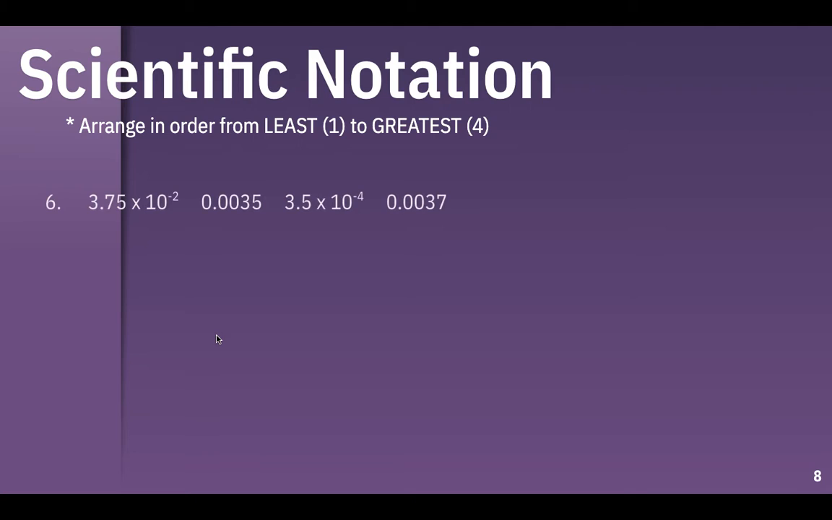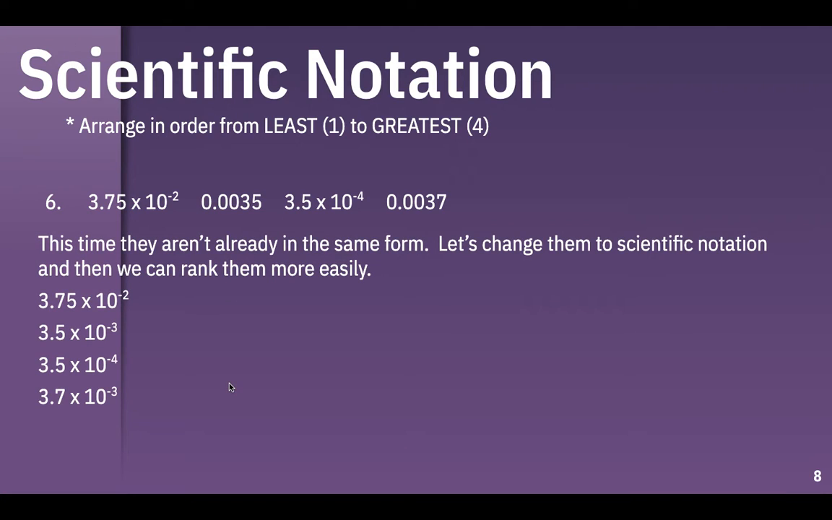All right, let's try this one. So if we notice this one, we have a mix of scientific notation and standard notation. So this time they aren't already in the same form. So let's change them all to scientific notation. So our first one's done for us, 3.75 times 10 to the negative second. This one we need to convert into scientific notation.